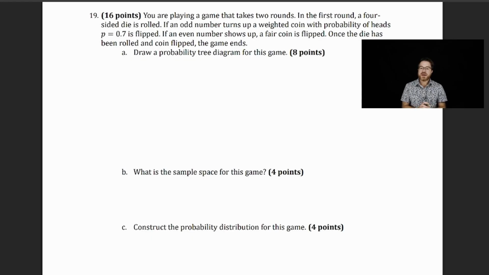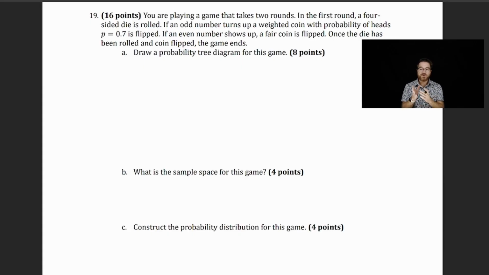Now let's take a look at problem 19. You're playing a game that takes 2 rounds. In the first round, a 4-sided die is rolled. If an odd number turns up, a weighted coin with a probability of heads of p equals 0.7 is flipped. If an even number shows up, a fair coin is flipped. Once the die has been rolled and the coin is flipped, the game ends.